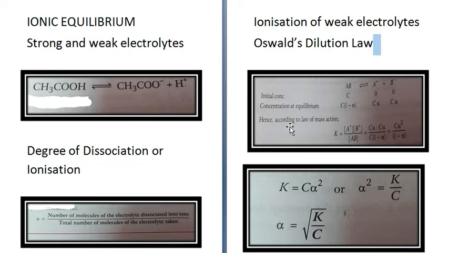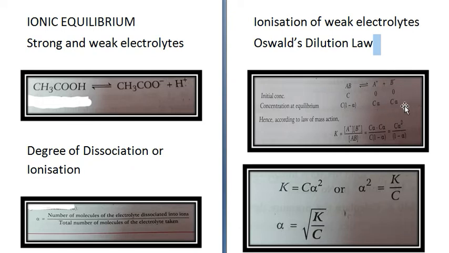Now suppose there is a weak electrolyte AB and this AB ionizes into A plus and B minus. If the initial concentration of AB is C, then initially when the reaction starts, A plus is 0 and B minus is 0. The concentration at equilibrium will be C into 1 minus alpha for AB, C alpha for A plus, and C alpha for B minus.